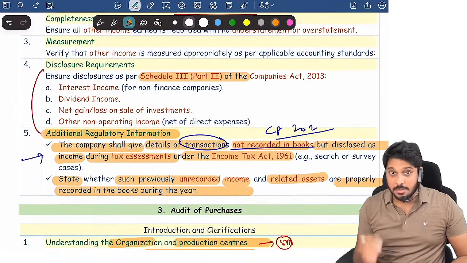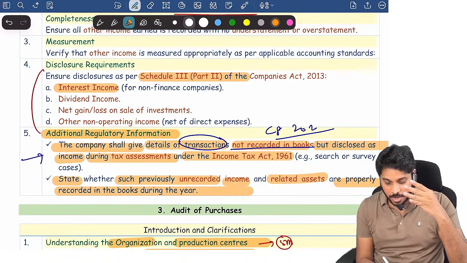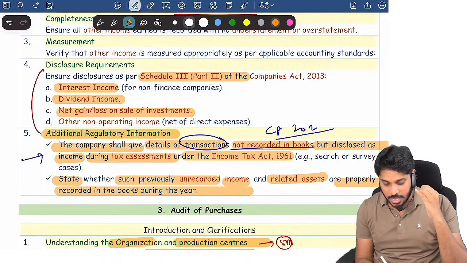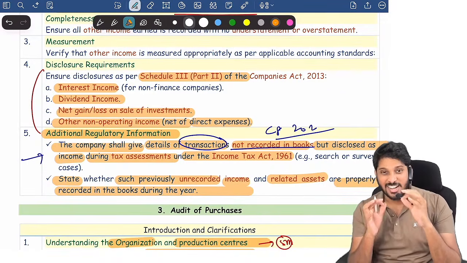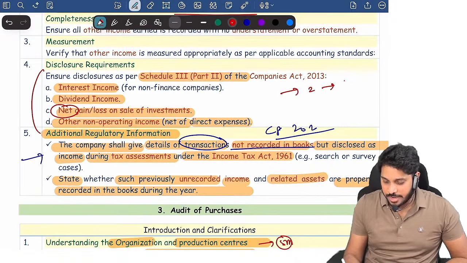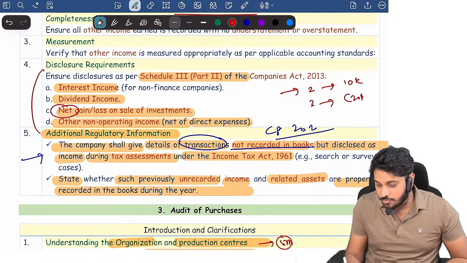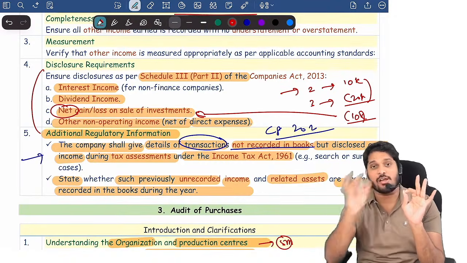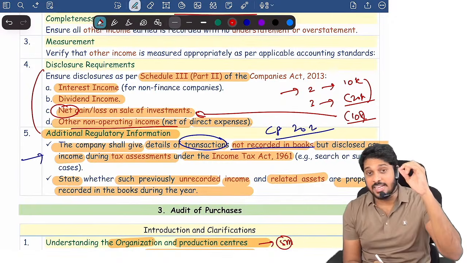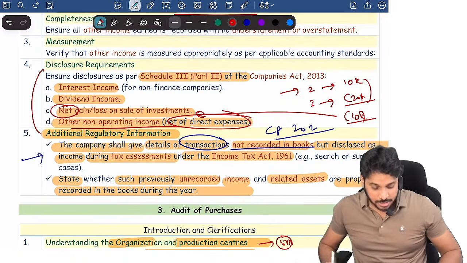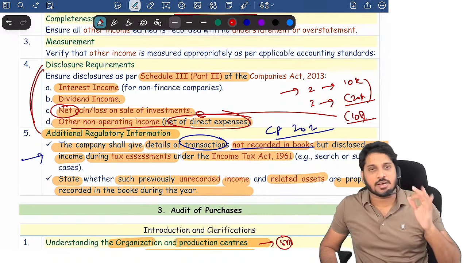Disclosure requirements. How is disclosure done? Other incomes have to be disclosed as four points. How much is interest income? How much is dividend income? How much is the net gain or loss on sale of investments, and any other non-operating income, net of direct expense. Net amount only you should show. Here also net. For example, the company sold 2 investments at a profit of 10,000 and another 3 investments at a loss of 20,000. So net is minus 10,000 loss. So the net amount only we should show in other income, guys. Net amount of gain or loss on sale of investments. Same way, for any other non-operating income, net of direct expense we should show. That's it. So these are the disclosure requirements for other incomes, guys.